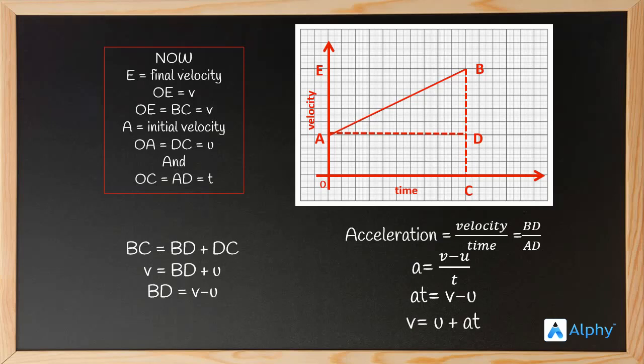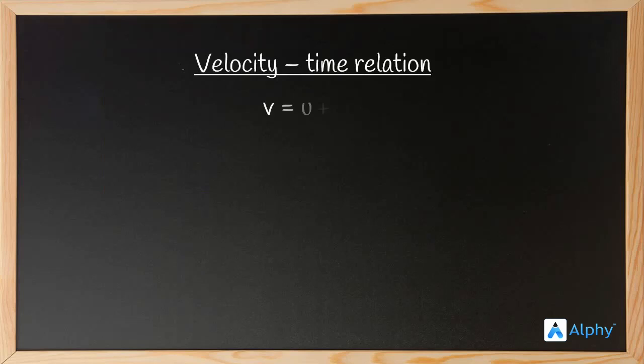So what equation is this again? It is the velocity time relation, and the equation is V equals U plus AT. It's very important that you remember these equations as they are, and how to derive them as well.